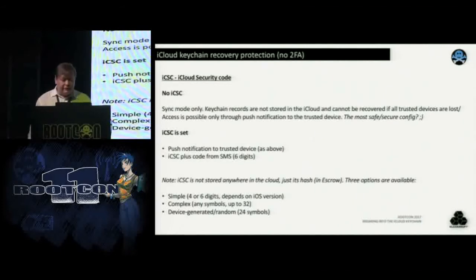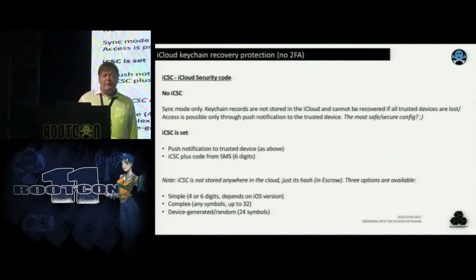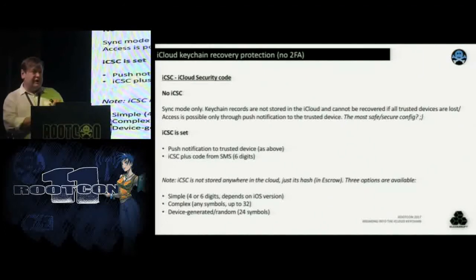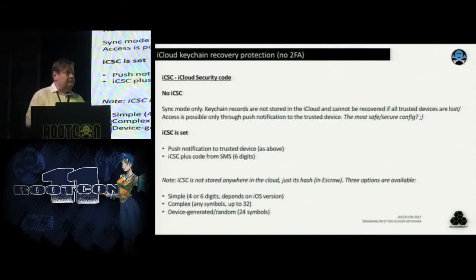It is stored in the escrow service I mentioned, and there are three possible choices to set the security code. Simple, which is 4 or 6 digits, complex, or device generated. And it's also a little bit of fun that if you select a device generated code, which is really quite long, digits and letters, then it's not being hashed, and that security code is saved into the iCloud. Because probably Apple thinks that it is secure enough, and there is no need to make a hash of it.